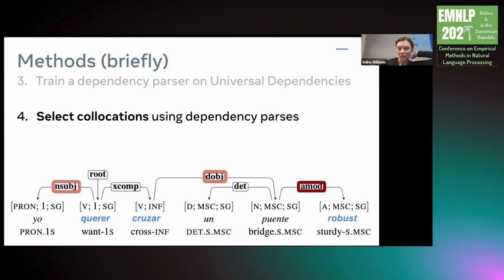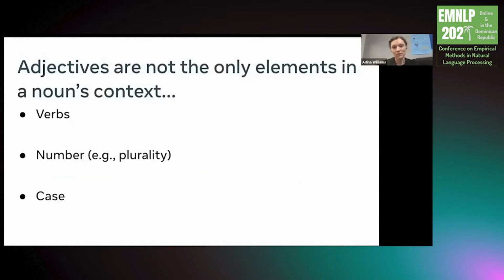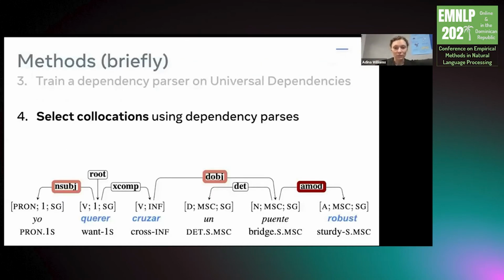So we pulled out the collocations here using a dependency parser, including verbs and AMOD, so basically the direct objects, subject, and also indirect objects. And we wanted to measure the strength of the relationship between these things.